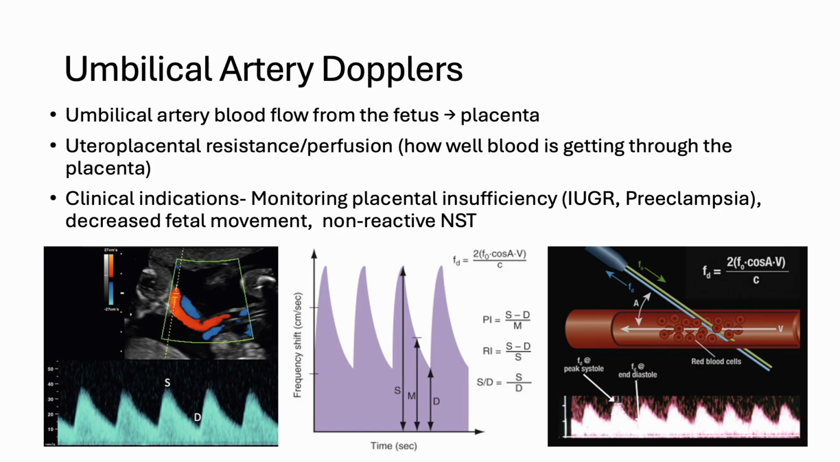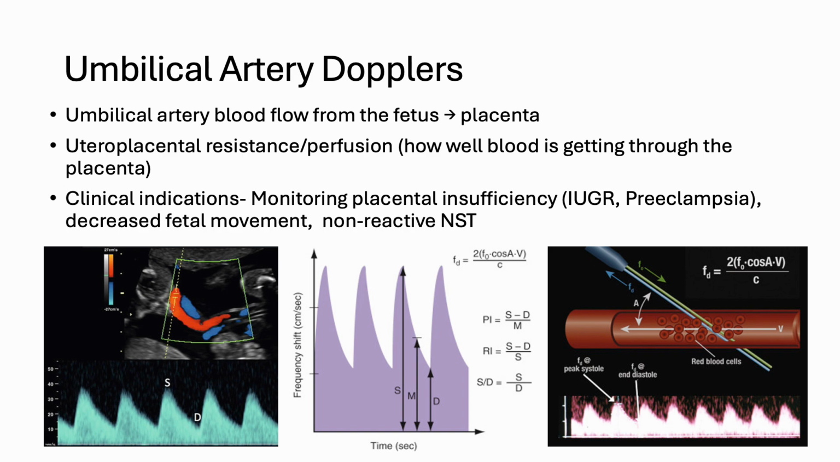So clinical indications: monitoring the placenta, so anytime we need to monitor placental insufficiency like IUGR, preeclampsia, or decreased fetal movement, or a non-reactive NST. In any of those situations, we would want to make sure that the placenta is still functioning well.